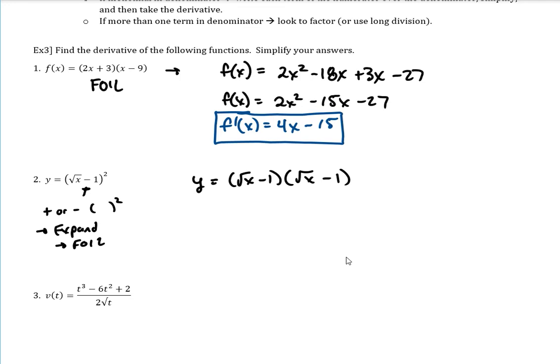When we FOIL this, I would have y is equal to square root of x times the square root of x. So those would just become x. Square root of x times negative 1 is negative square root of x. Negative 1 times square root of x is also negative square root of x. Negative 1 times negative 1 is positive 1. And then, very similar to above, the middle terms combine, so we have y equals x minus 2 square root of x plus 1.